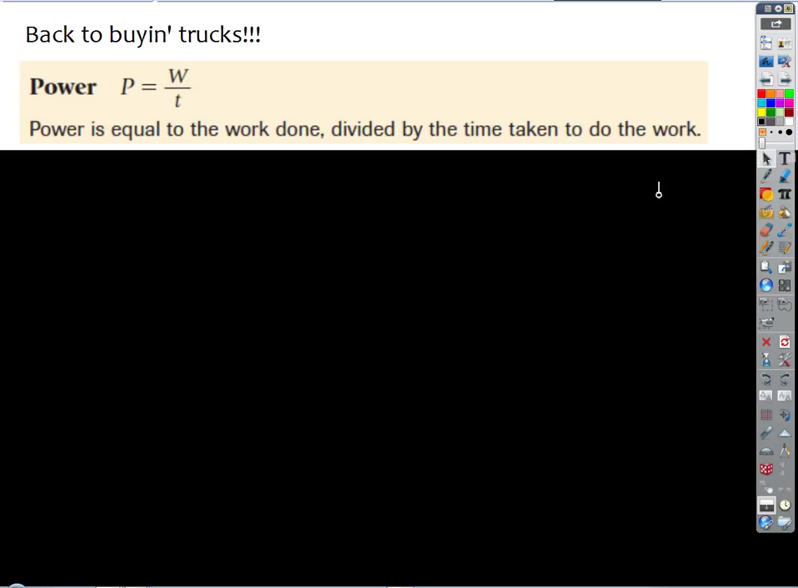Power is equal to. Here's the definition of power. Power is the rate at which work is done, right? So it's work divided by time.